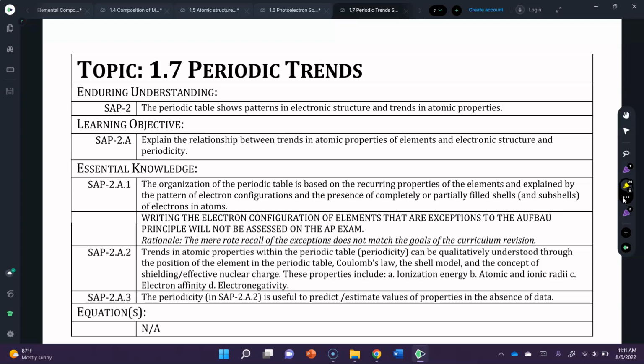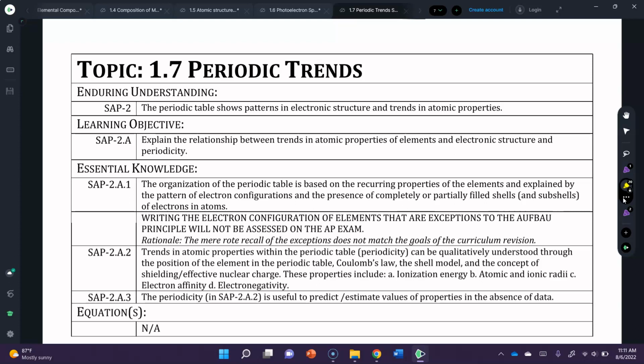So when writing the electron configuration, please note that elements that are exceptions to the Aufbau principle will not be assessed on the AP exam. The rationale for it: the mere rote recall of the exceptions does not match the goals of the curriculum revision.